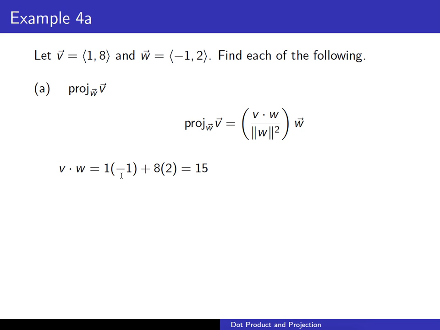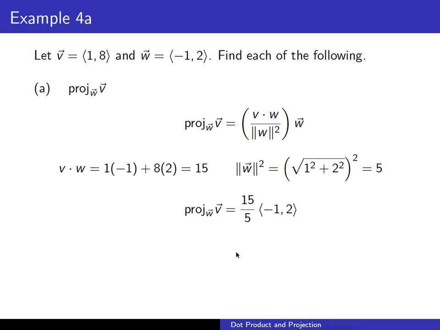So v dot w, 1 times negative 1 plus 8 times 2, is 15. So our numerator here is 15. The magnitude of w squared is the square root of 1 squared plus 2 squared, again ignoring the negatives here. But when you square it, remember, squaring the square root is going to get rid of the square root. So 1 squared plus 2 squared is 5. So we have 15 over 5, and then we're going to multiply each of the components in w by that result. So hopefully it's a lot simpler than it looked.